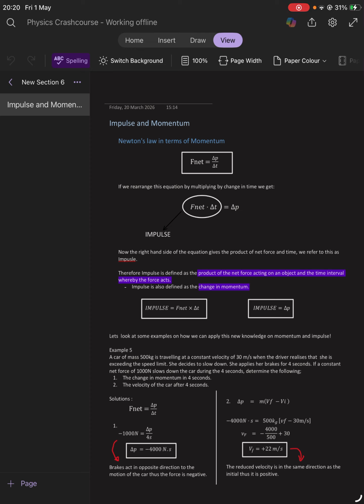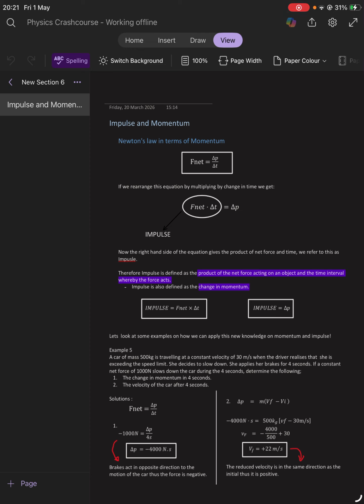Thus, we need to check, is the force acting in the direction of the car, or is it acting in the opposite direction? So whenever you apply brakes, you are applying a force in the negative direction. Thus, it's negative 1,000 newtons, which yielded a negative change in momentum.